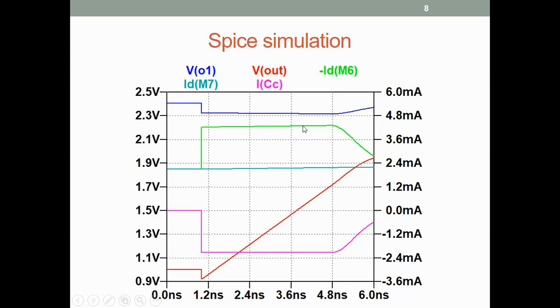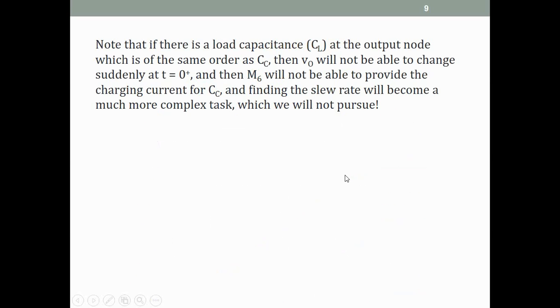All right, and because of this, the capacitor current, which was 0 before switching, suddenly starts carrying a current, and it's a constant current for some time, and that constant current charges VO, and so the slope of this line is actually the slew rate. All right. Okay, let us see the negative.